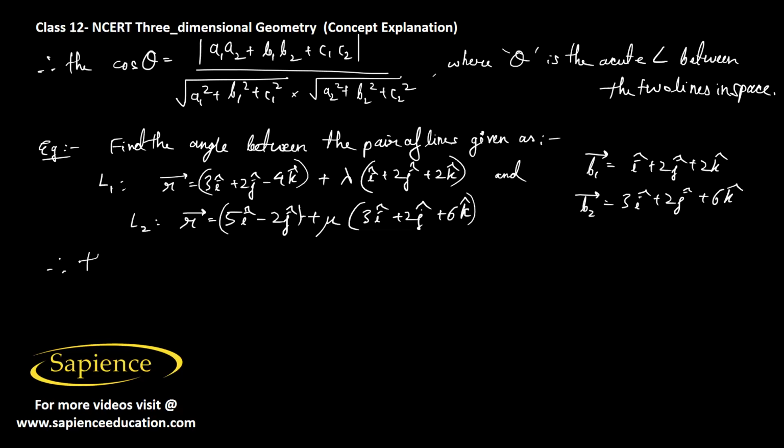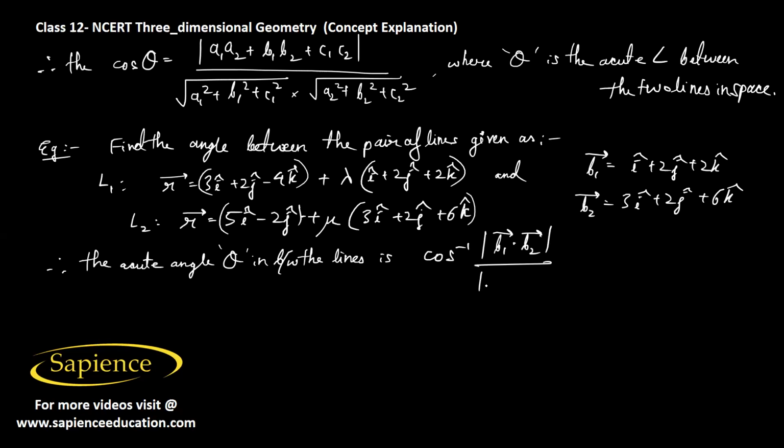So therefore, the acute angle theta in between the lines can be given as cos inverse of mod b1 dot b2 by magnitude of b1 into magnitude of b2. So now b1 dot b2 would be equal to 3 plus 4 plus 12. So that would be 19 units.